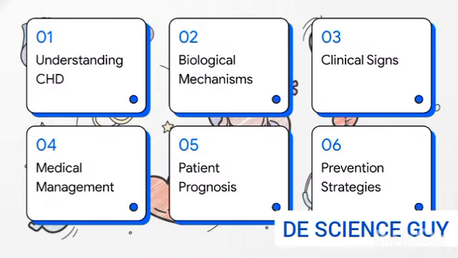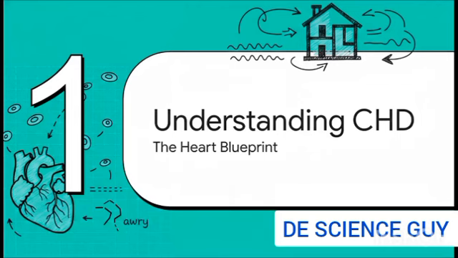We'll start with understanding congenital heart disease, move on to the causes and biological mechanisms, recognize the clinical signs, look at investigation and medical management, discuss complications and prognosis, and finally, wrap up with strategies for prevention. Let's get into it. Section 1. Understanding congenital heart disease and the blueprint of the heart.